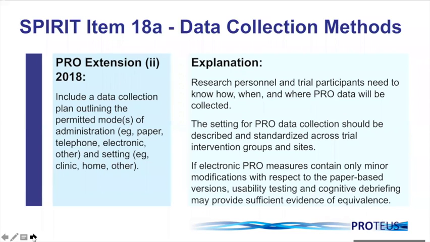The second item relating to 18A is to include a data collection plan outlining the permitted modes of administration, for example, paper, telephone, electronic, or other, and also the setting where the PRO data will be collected. This could be, for example, in clinic, in the patient's own home, or other. So this is really important because the research personnel and trial participants need to know how, when, and where the PRO data will be collected. The setting for PRO data collection should be described and standardized across trial intervention groups and sites.